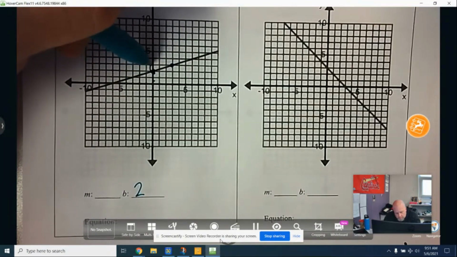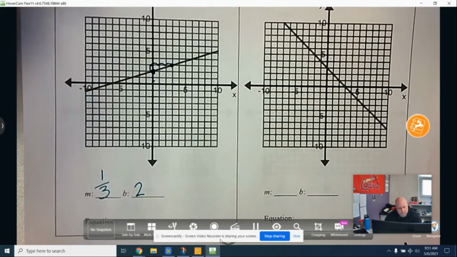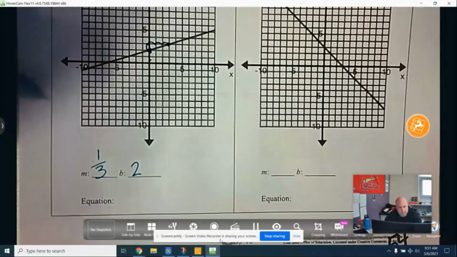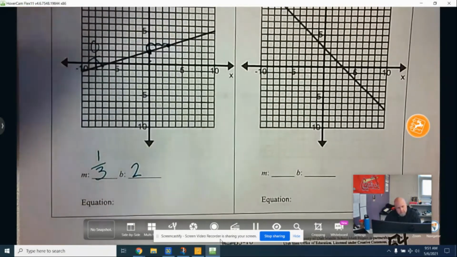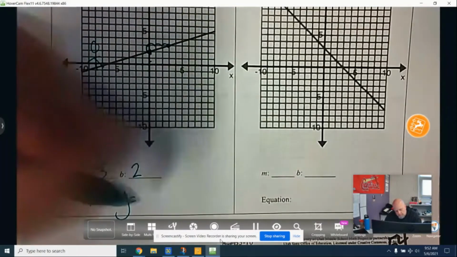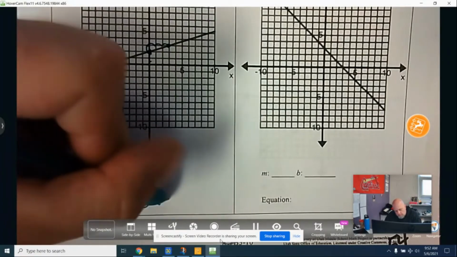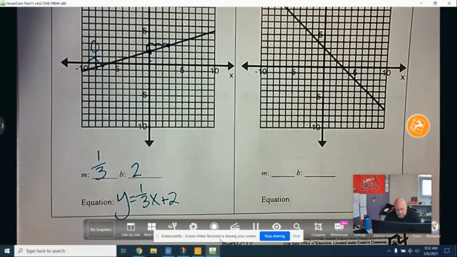So this goes up 1 and over 1, 2, 3. So it's up 1 over 3. Okay, and it's positive. You put your stick on the left side of the line, so I know that slope's good. So I'm going to go ahead and rewrite that. So I'm going to say y equals 1/3 x plus 2. 1/3 x plus 2.